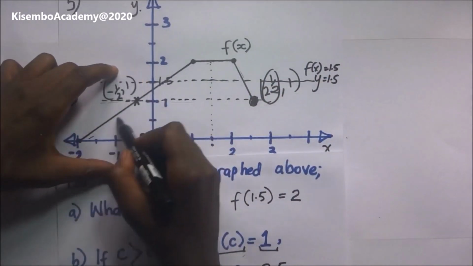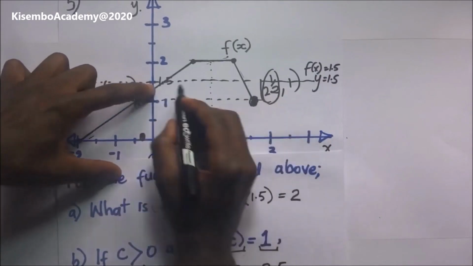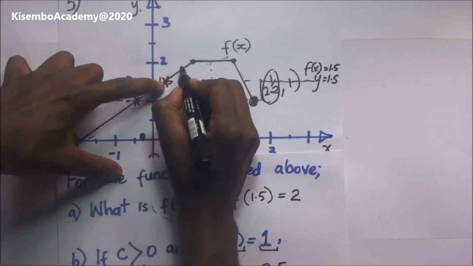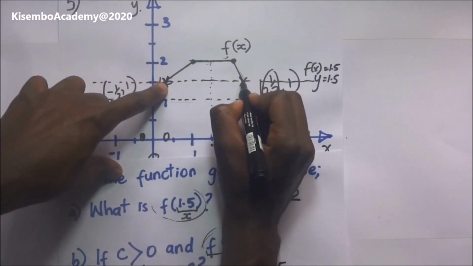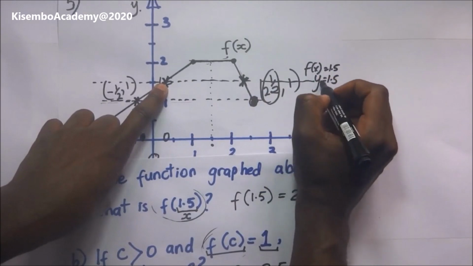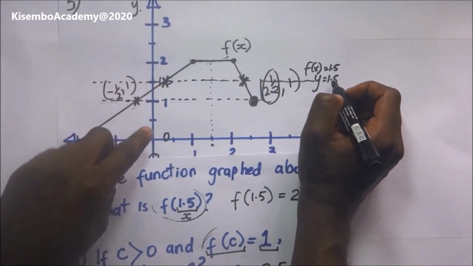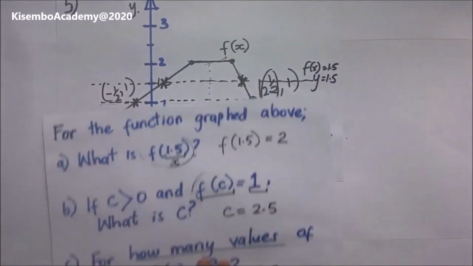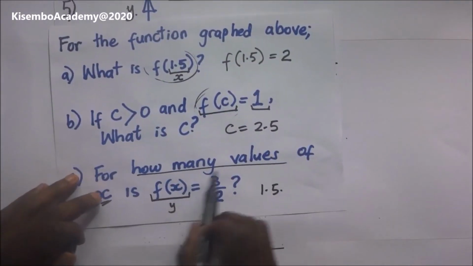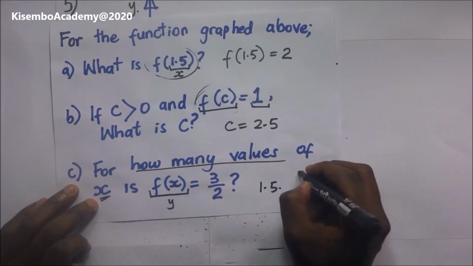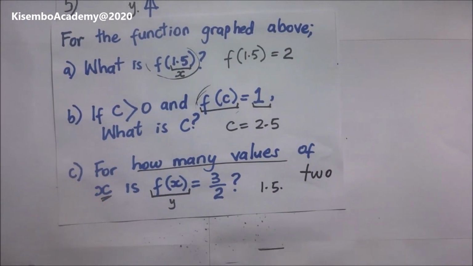Of course, if you look at this function, this line crosses this graph at that point, and it also crosses it at that other point. So what does that mean? It means that when our value of y is 1.5, there are two possible values of x, this value and that value. So the answer to this question, for how many values of x is f of x equal to 3 over 2, is 2. And that brings us to the end of this.